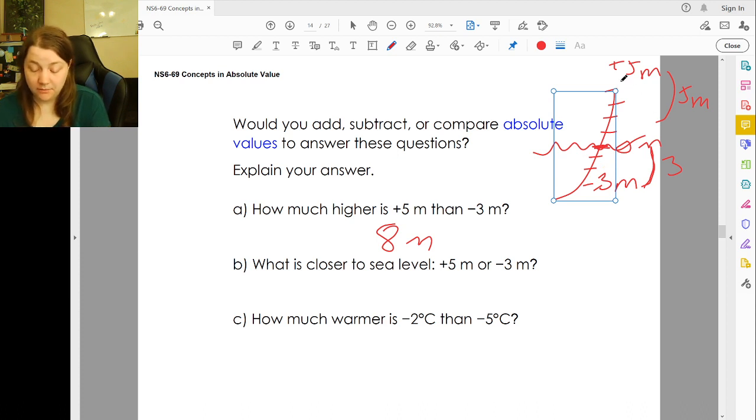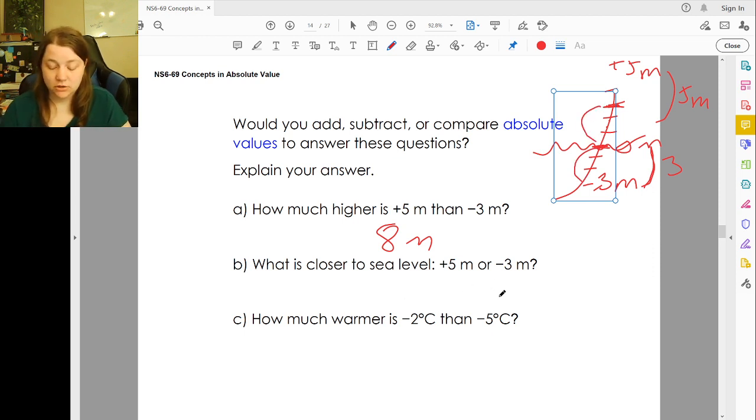Which is closer to sea level? Well, if I know that this is 3 below, going 3 above means that you still need 2 more meters to get to 5 meters. So when we talk about 3 meters here and 3 meters here, you still need 2 more meters. You're 2 meters further away from sea level. So you'd be subtracting here. 5 minus 3 is 2.